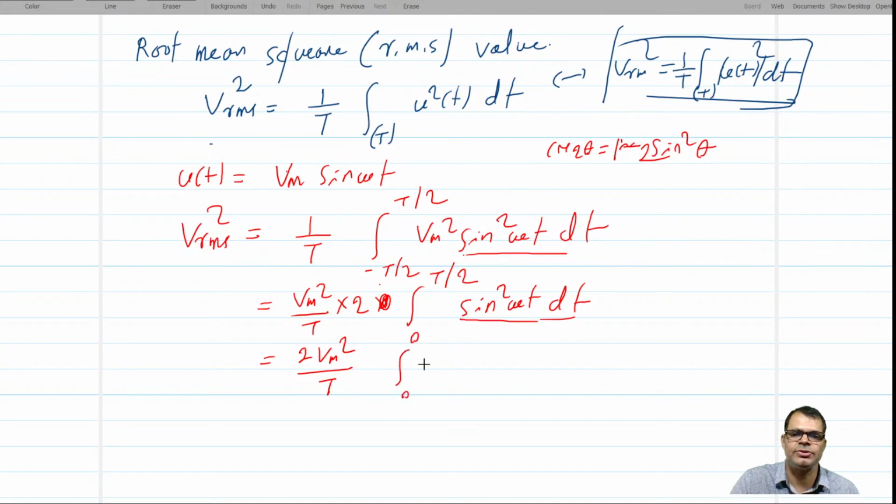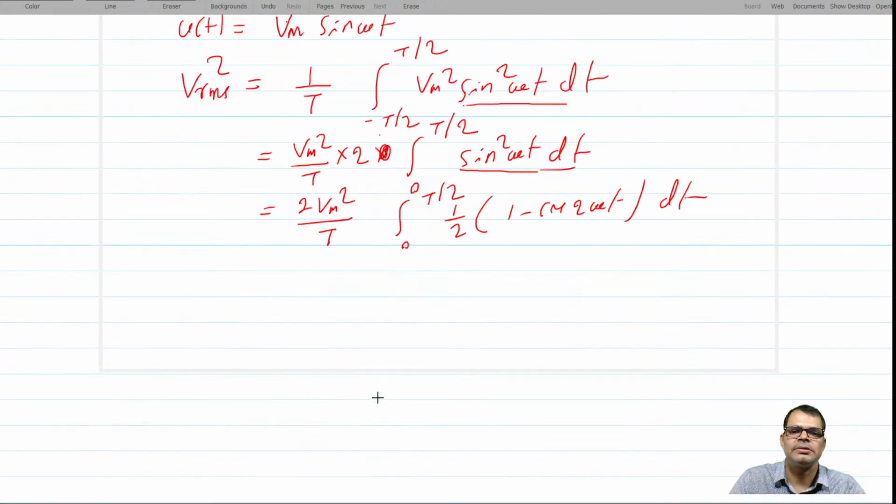So I'll write the integral from 0 to T by 2 of half times (1 minus cos 2 omega t) dt. So this will be Vm square upon T.